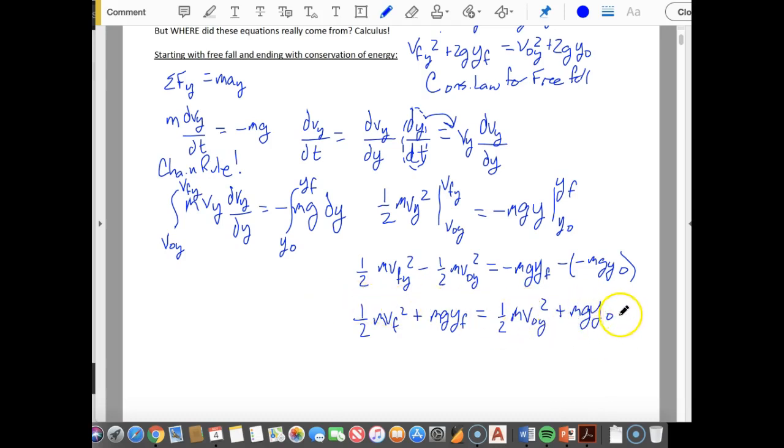And that should look very familiar. Remember, this is kinetic energy. This is potential energy due to gravity. This is our final kinetic plus our final potential energy due to gravity, and that's equal to our original kinetic energy plus our original potential energy due to gravity. And so that is our conservation of energy coming from the free fall.